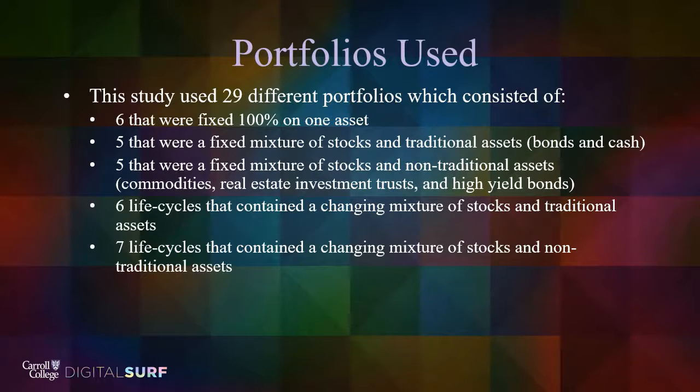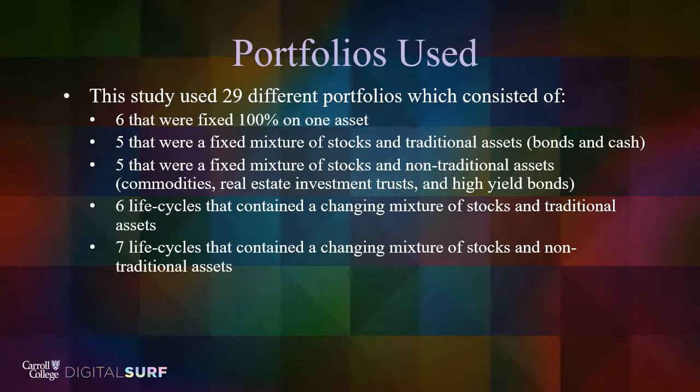Now we will look at the 29 different portfolios that were used in this study. The first set of portfolios was 6 portfolios that are fixed 100% on one asset. An example of this would be 100% high-yield bonds for all 40 years. The second set of portfolios that we used was 5 portfolios that contained a fixed mixture of stocks, bonds, and cash. An example of this would be 80% stocks, 20% bonds, and 20% cash for all 40 years.